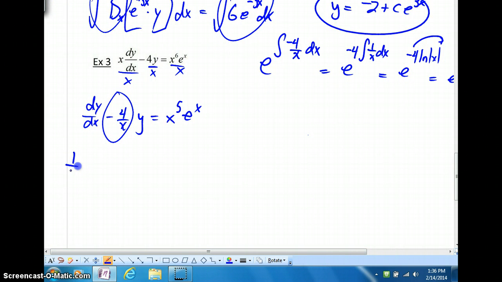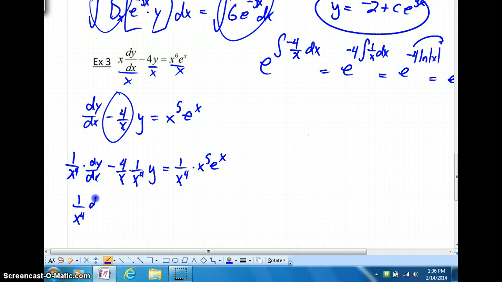I'm going to say 1 over x to the 4th times dy/dx. Here's minus 4 over x times 1 over x to the 4th times y. And here's 1 over x to the 4th times x to the 5th e to the x. And real quickly, we've got 1 over x to the 4th dy/dx. This thing becomes negative 4 over x to the 5th. And on this side, we just have x e to the x.